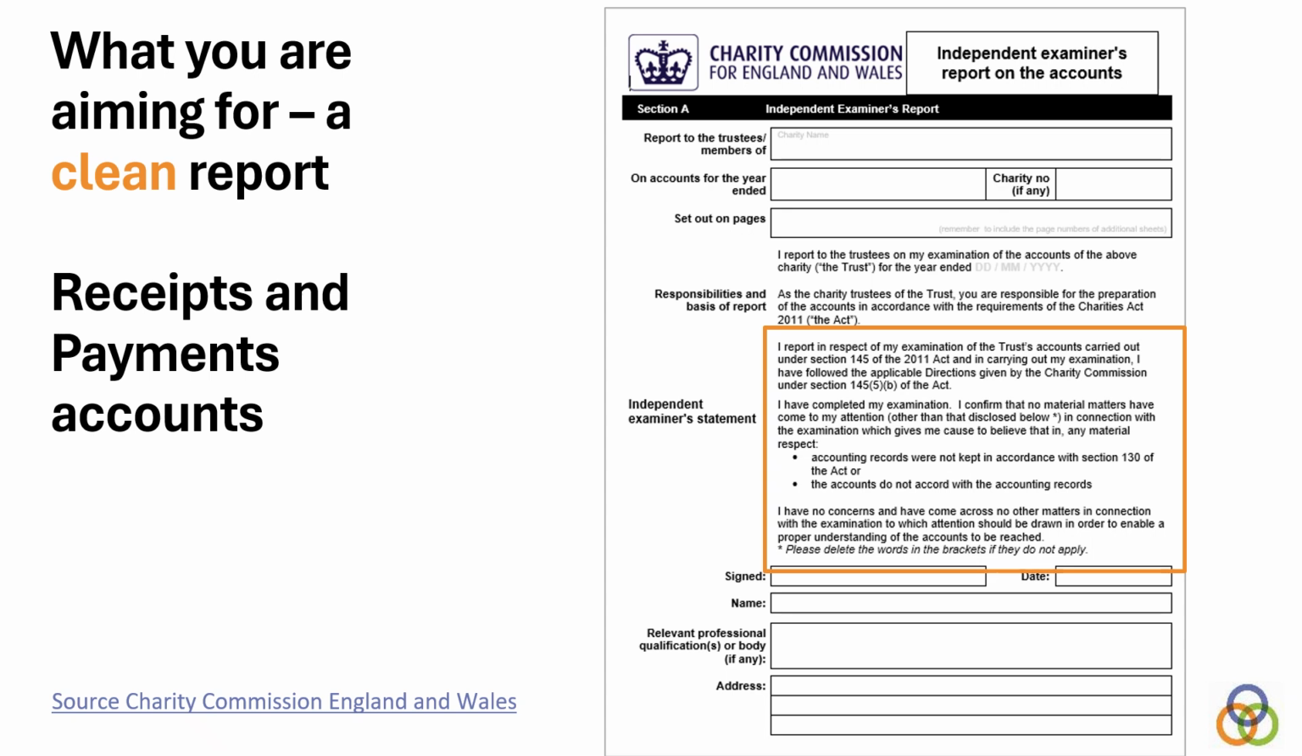And if it's a receipts and payments account, it will say something like, I've completed my examination. I confirm that no material matters have come to my attention in connection with the examination, which gives me cause to think any material respect, accounting records were not kept and the accounts did not accord with the accounting records. I have no concerns and have come across no other matters in connection with the examination which needs attention. So that's an example of a receipts and payments independent examiner's report. I would benchmark that against yours.